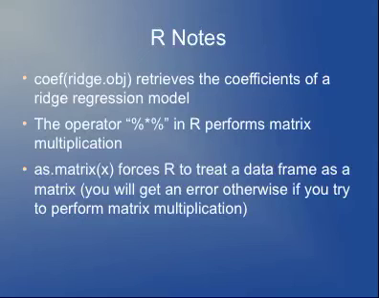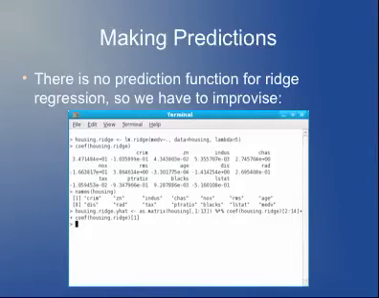Unfortunately, R is not that smart. If you just say housing[1:13] %*% coefficients, it will give you an error saying that you can't do matrix multiplication with the data frame. So you have to do as.matrix to tell R to convert it to a matrix rather than a data frame so that you don't get the error. Like I say, clunky, but it's the best we can do.